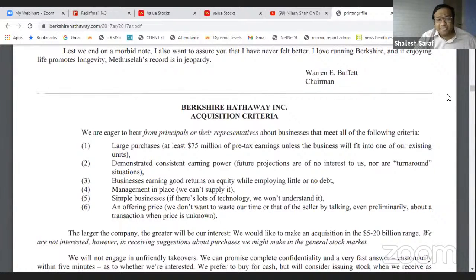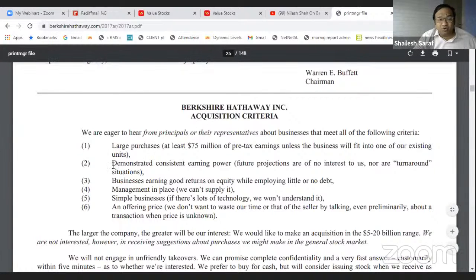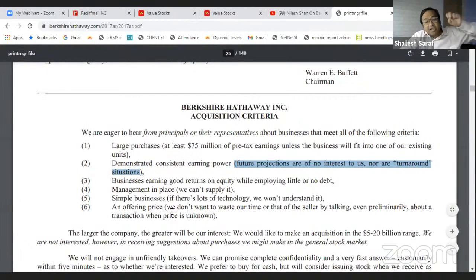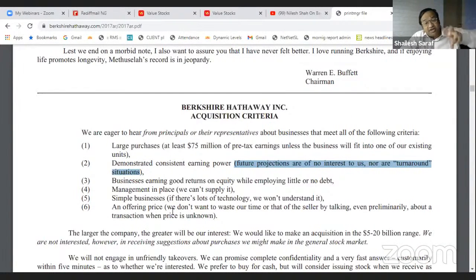If you see number 2, demonstrated consistent earning power. That means profit growth. Very important point, historical profit growth. Another thing here, he beautifully says, I don't care about future projections. So Warren Buffett says, we keep on thinking of the future, but what he says is if the company is already doing sales growth, which is number 1, and profit growth, those companies' prices will automatically go up, because to do profit growth and sales growth is very difficult.